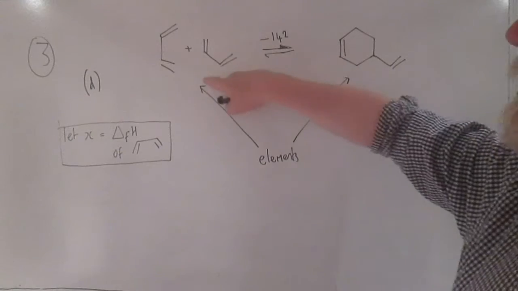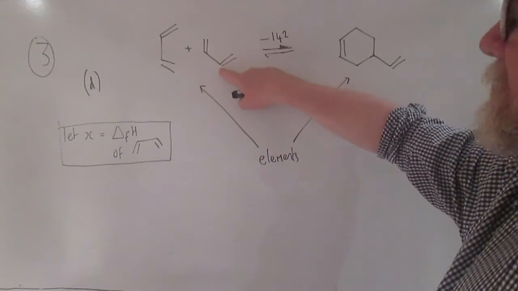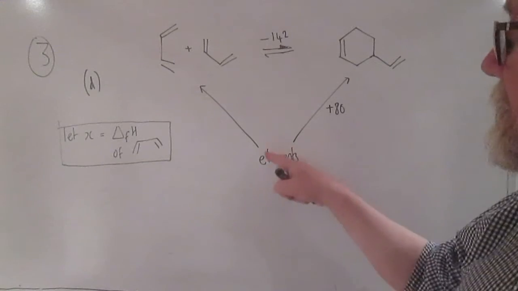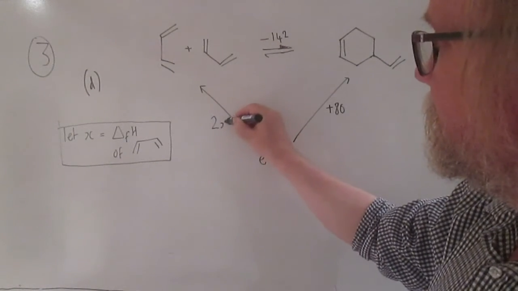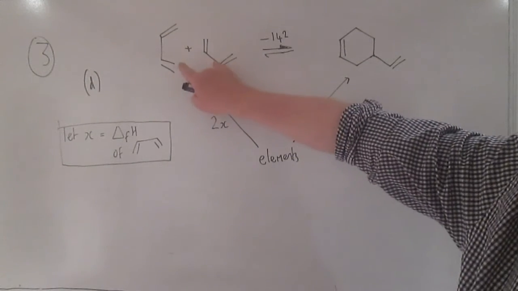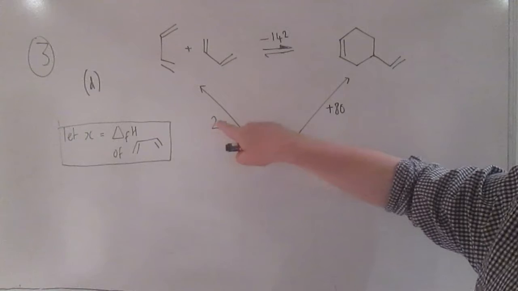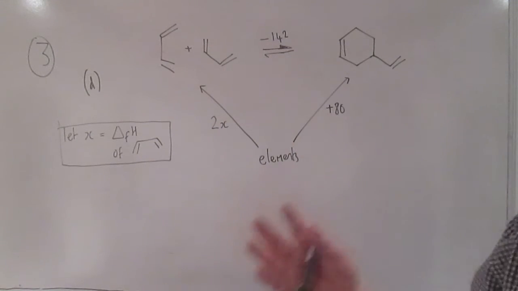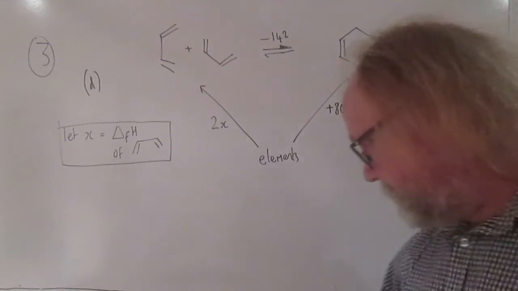Because here you're forming not just 1 mole of butadiene, but 2 moles of butadiene from its elements. So this is not just X, it's 2X. Okay, going that way, because you're making 2 moles of buta-1,3-diene from its elements, so it's 2 lots of the delta H of formation of 1 mole of it. Okay, so those are the data you've got to play with.